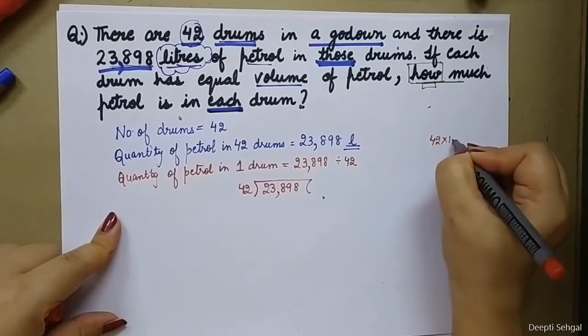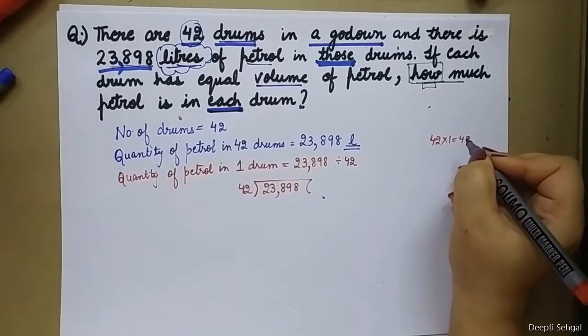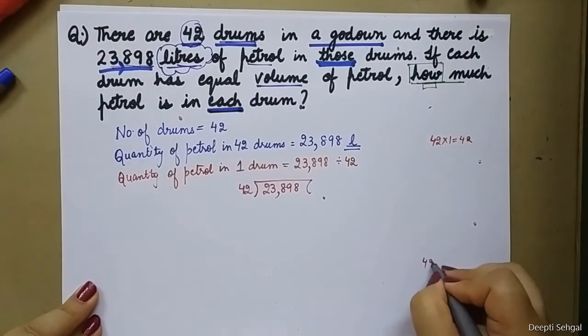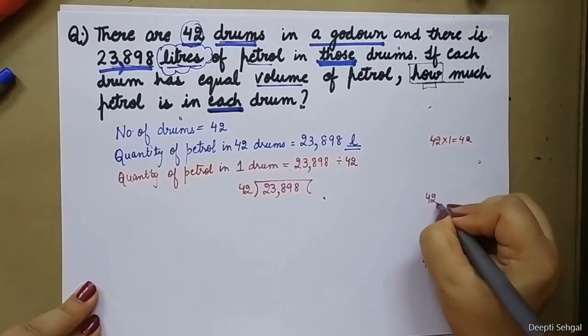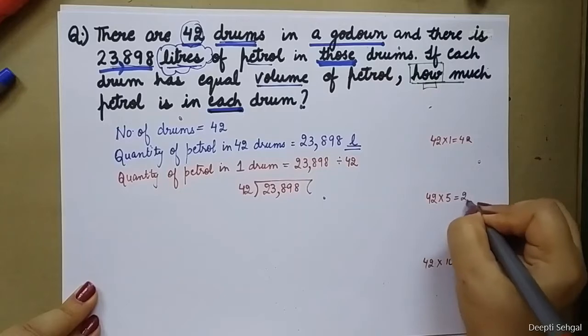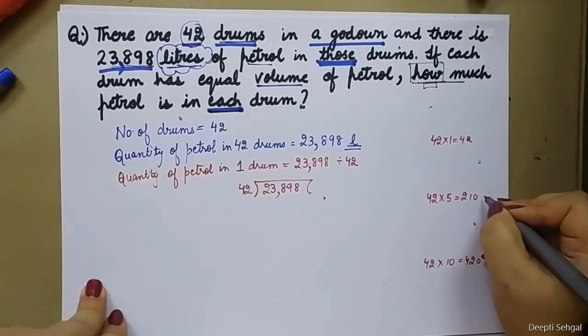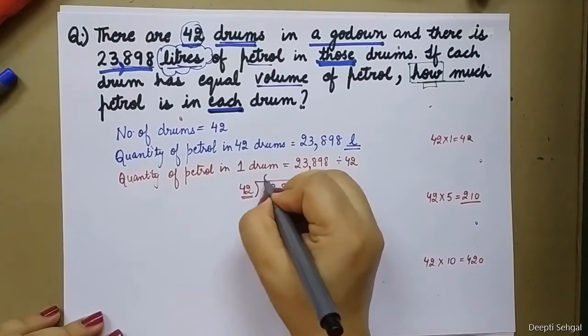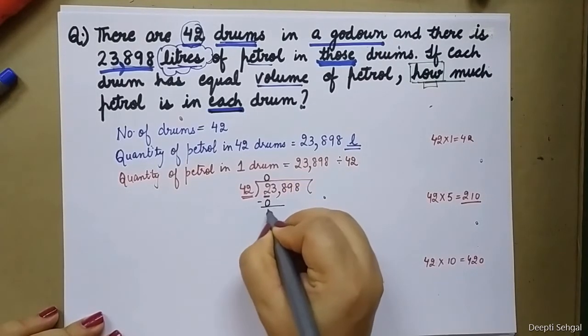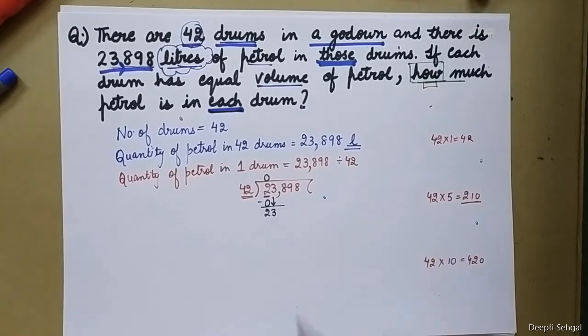42 multiplied by 1 is 42. Then 42 multiplied by 10 is 420. And 42 multiplied by 5 is 210, half of 420. First we will see the first digit, 2. So 42 zeros are 0. This will become 20 and 23. So this is again 23.